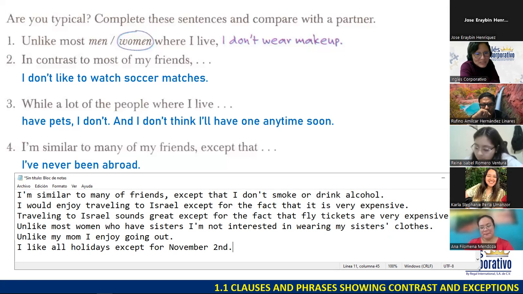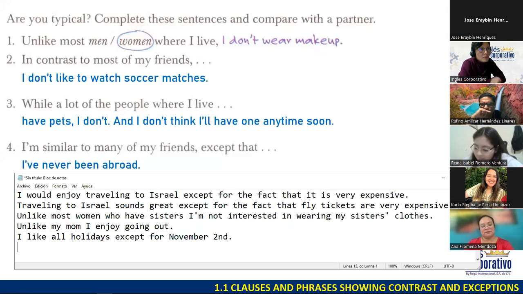I like all holidays except for November the 2nd. Yeah. And yes, obviously you can mention the reason, right? Because I don't like, you know, to visit the cemeteries. Okay, muy bien, excellent. Anyone else?